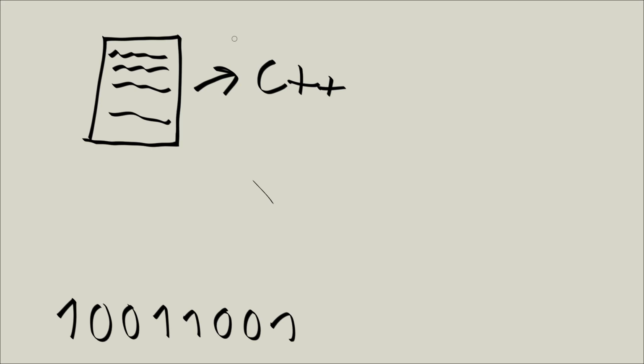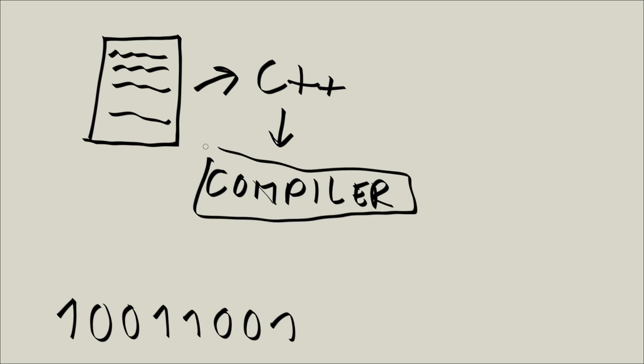Okay, and so we need to get from here, which is C++, to here, which are zeros and ones. How do we do that? Well, our C++ code actually enters something which is called the compiler. Now, what is a compiler? A compiler is a program that takes your source code and turns it into a string of zeros and ones. So the compiler takes the C++ code and turns it into zeros and ones, which your computer understands. So basically it goes from C++ to compiler, and then it is translated into zeros and ones.